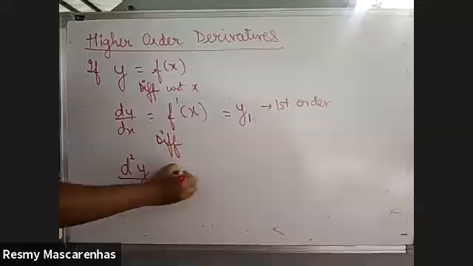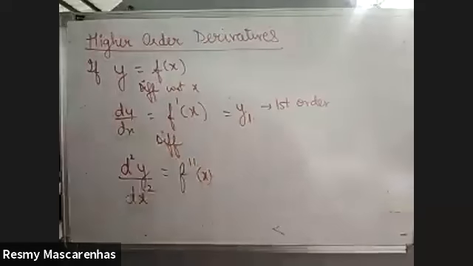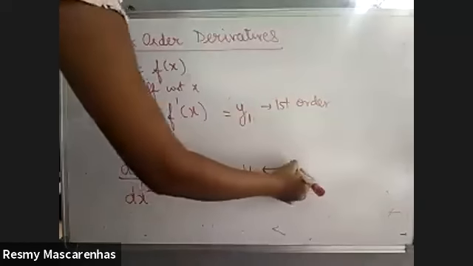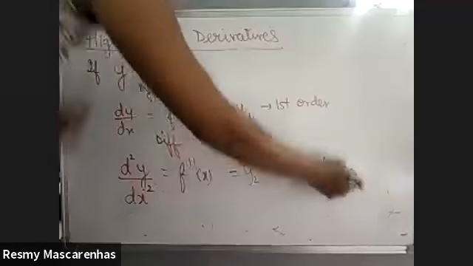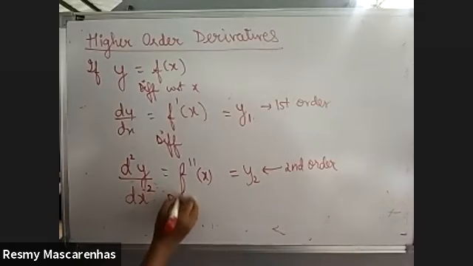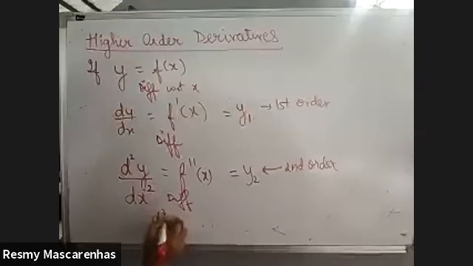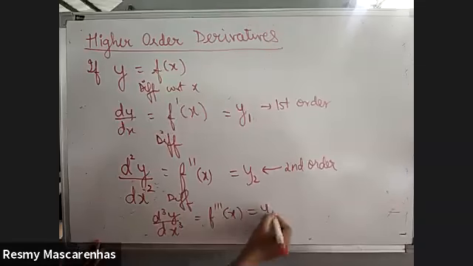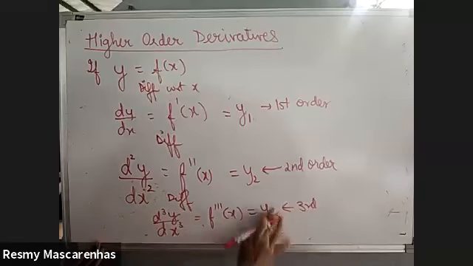So this is also called double, the second time you have differentiated. It is also called y2, and this is called second order. In this chapter, we'll be solving mostly second order derivatives. If we had differentiated another time, it would continue, so the third one would be d cube y upon dx cube, three times, which would be third order.